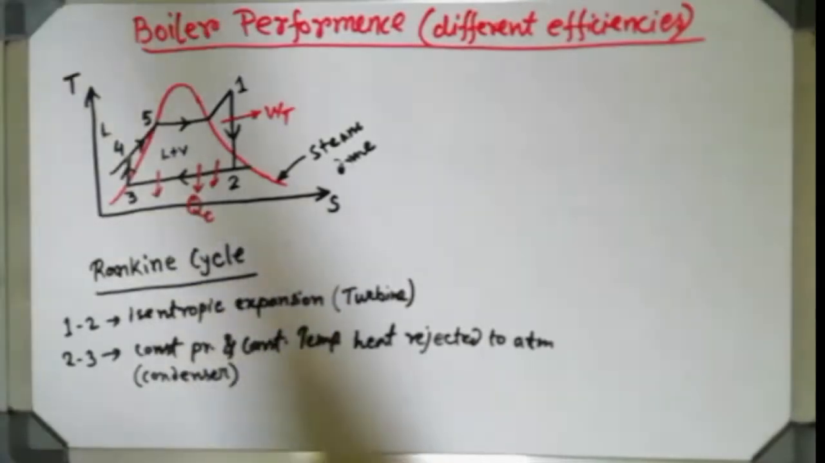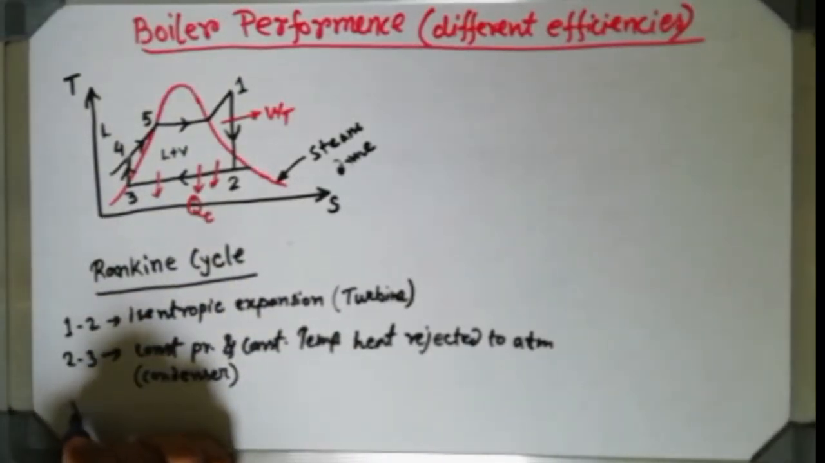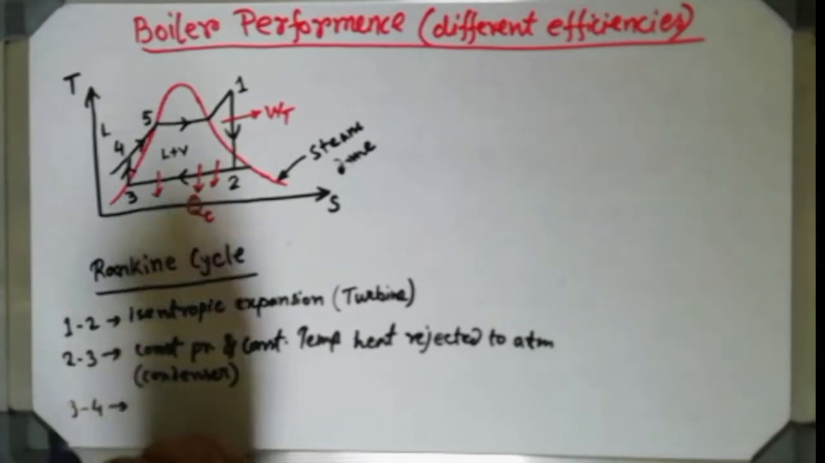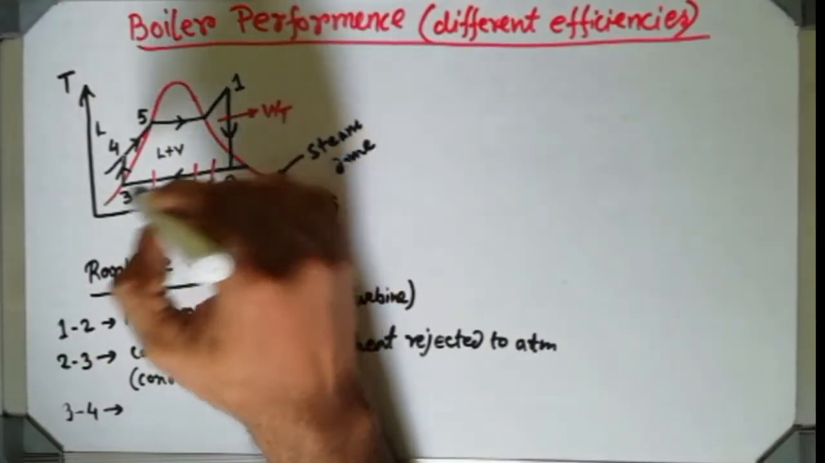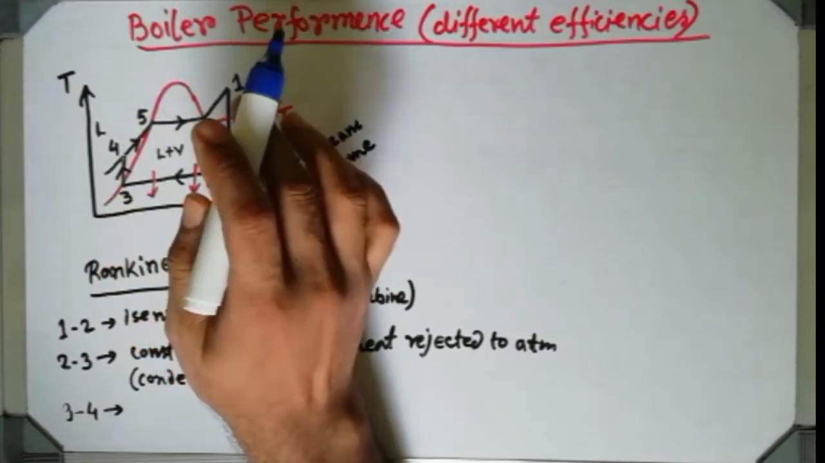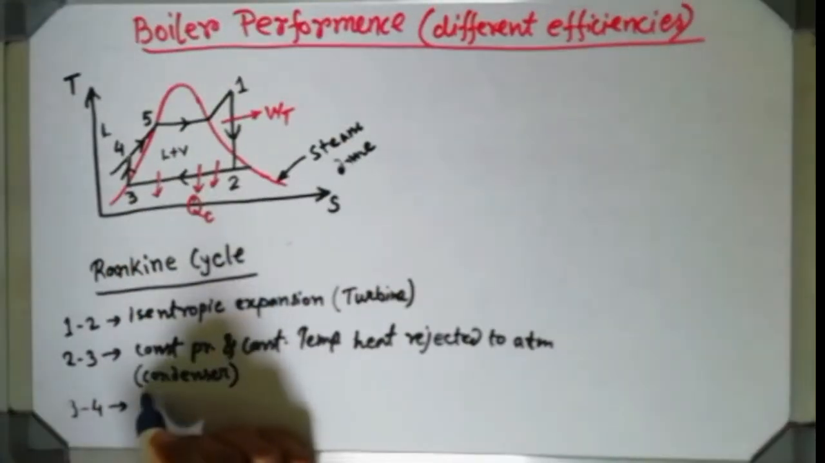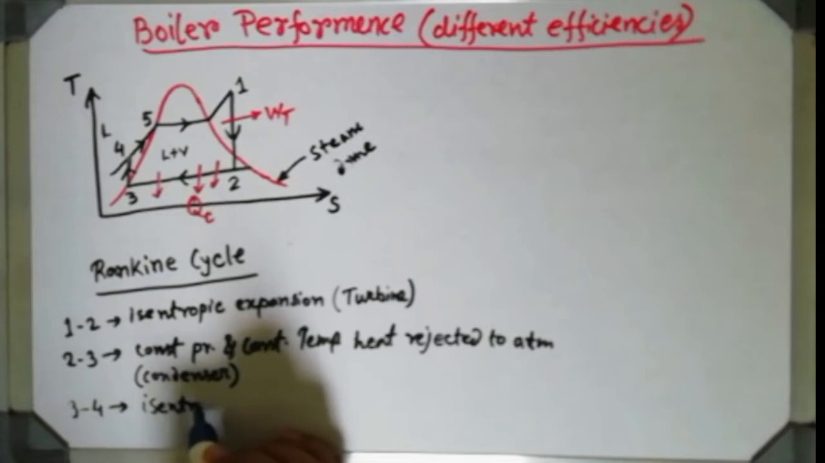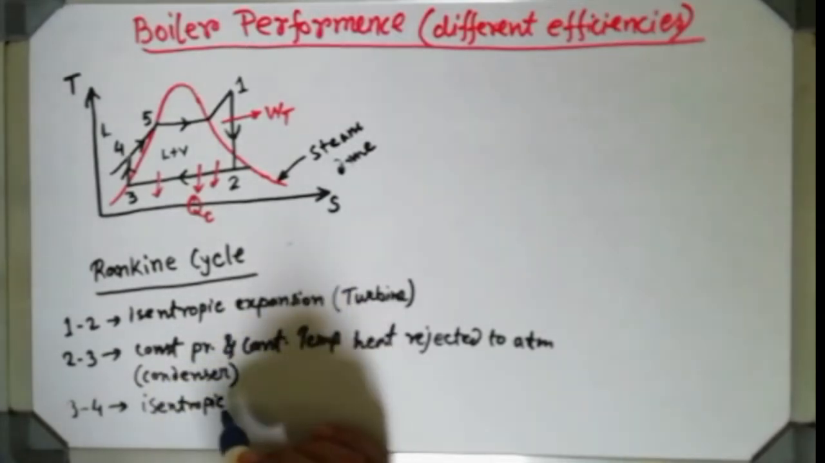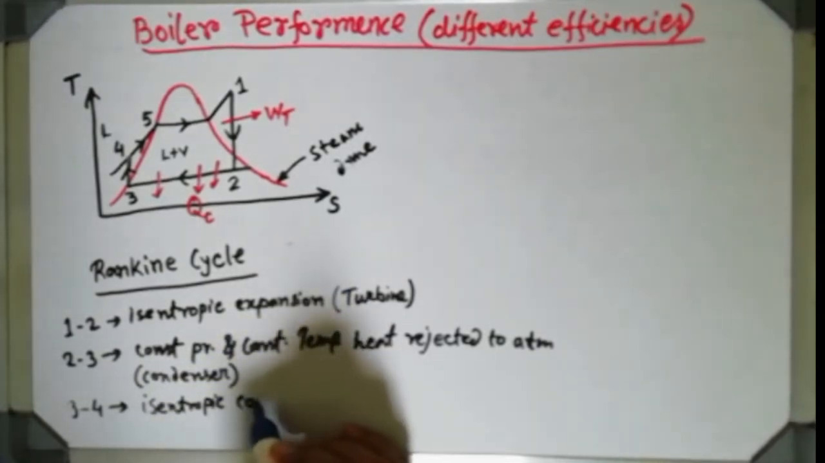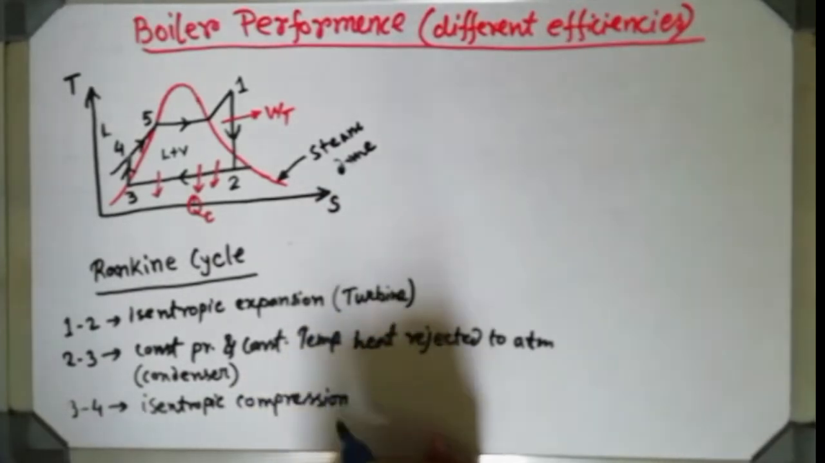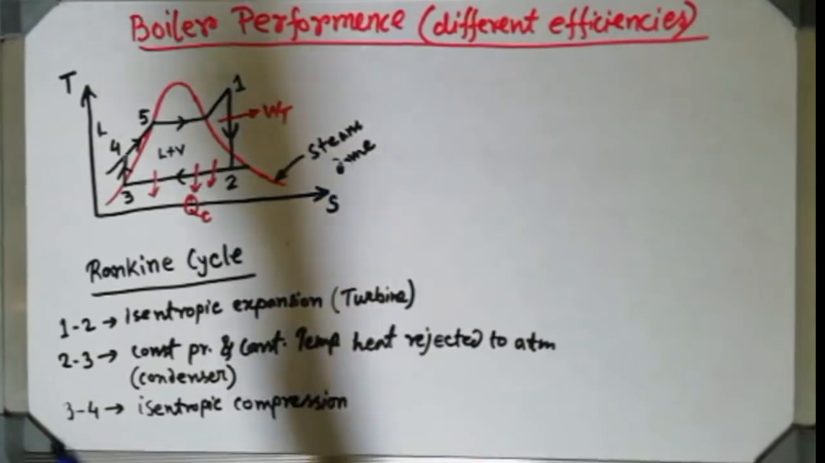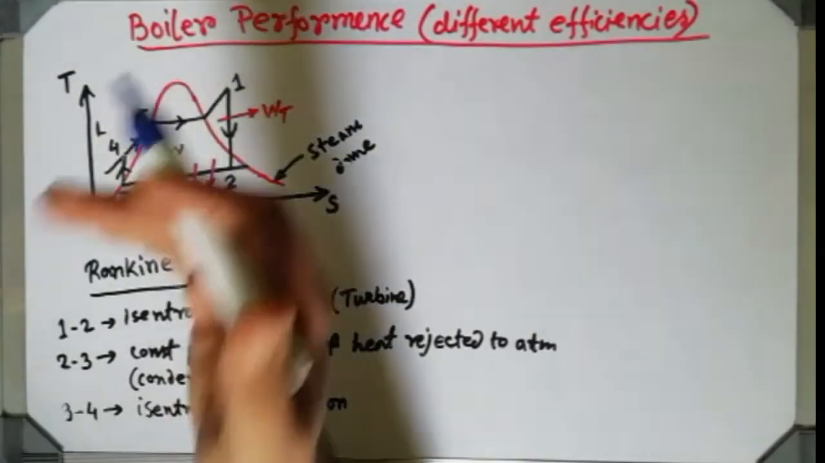So now the process coming is 3 to 4. The 3 to 4 process is similar; you can see the profile of 1 to 2 and the profile of 3 to 4, they are the same. That means it is also an isentropic process, and it is an isentropic compression process. That means the working fluid will be compressed and the pressure will be raised.